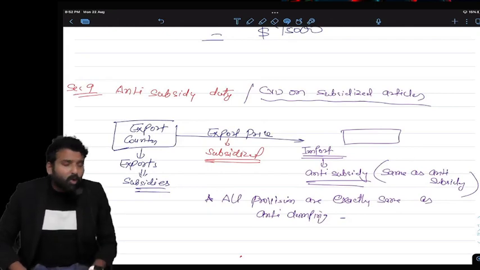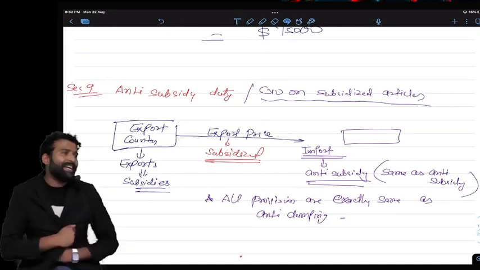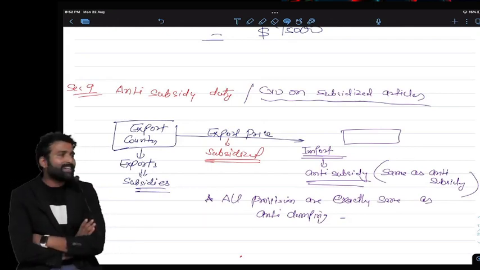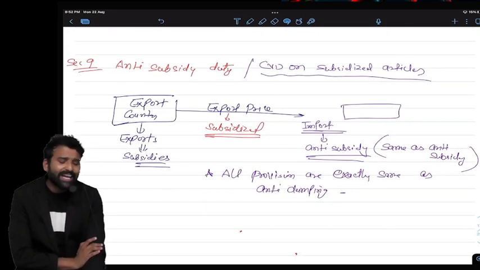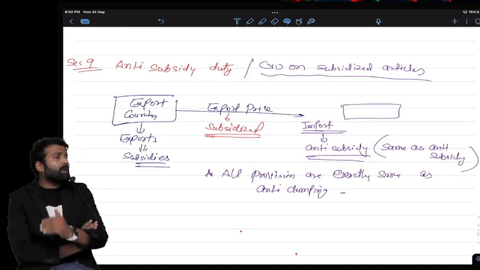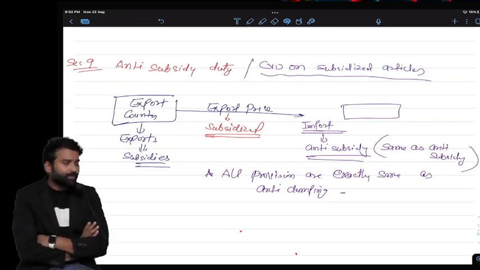We have one more duty under section 9, that is called anti-subsidy. I don't think this is very relevant for us, because अब इंडिया में ये ड्यूटी नहीं लगाई जाती है क्योंकि इसका पर्पस एंटी डंपिंग जैसा ही है.